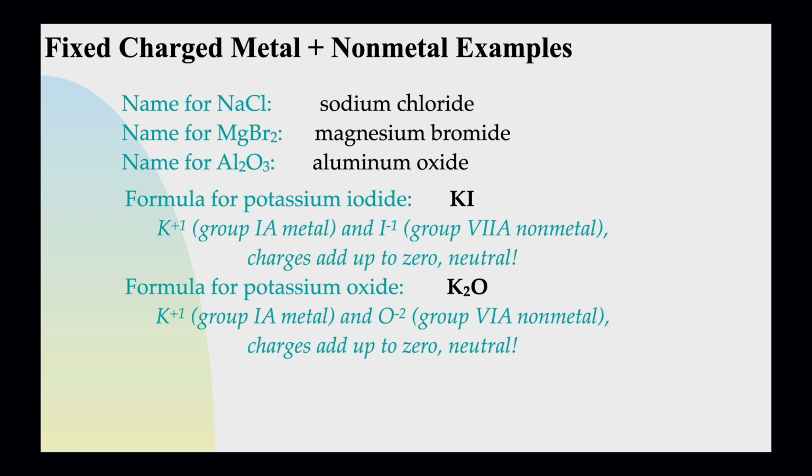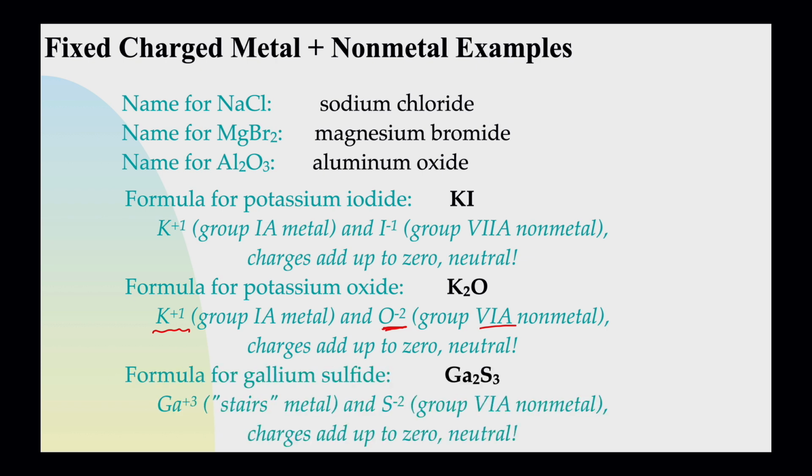Potassium oxide: we still have positive 1 potassium, but now we've got oxygen. Oxygen's in group 6, 6 minus 8. Oxygen is always going to be negative 2. So we need 2 positive 1 Ks to balance that negative 2 oxygen. K2O is the formula for potassium oxide.